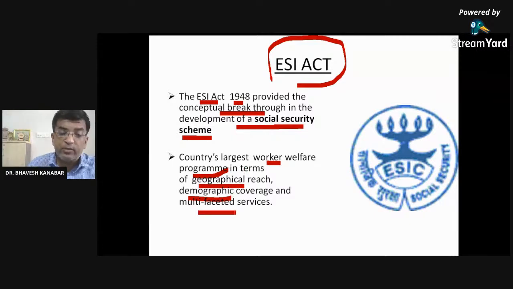And multifaceted services. There are so many benefits: medical benefit, sickness benefit, extended sickness benefit, right? Funeral benefit, that we are going to see under this act. So there are so many benefits, so multifaceted services, right? It covers so many workers, so largest demographic reach and major geographical reach. So that is the largest worker health social security scheme.